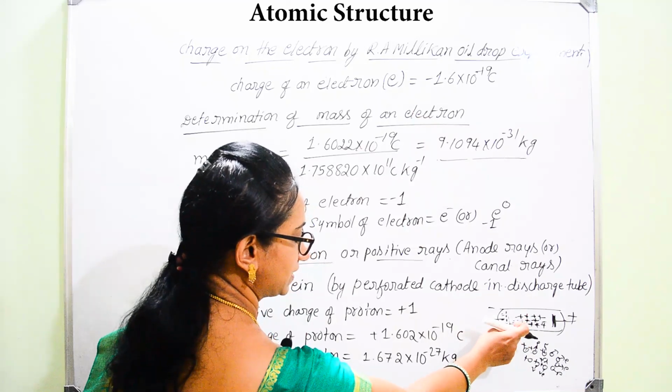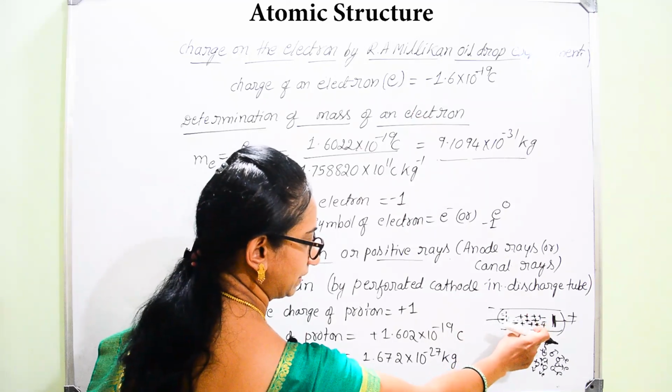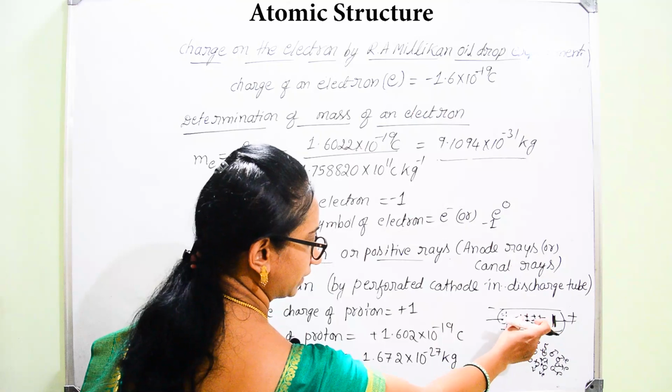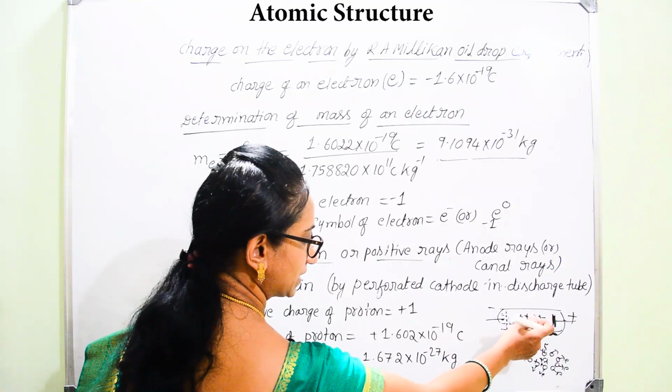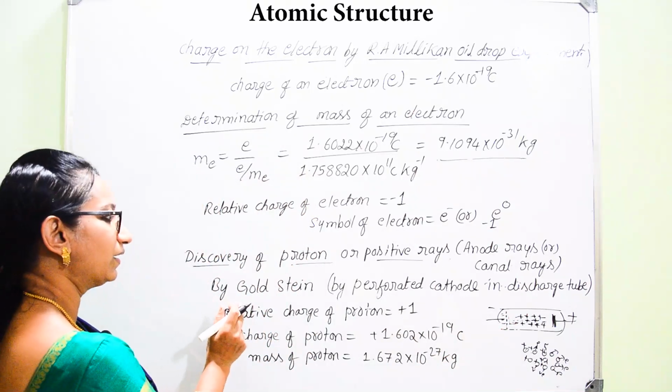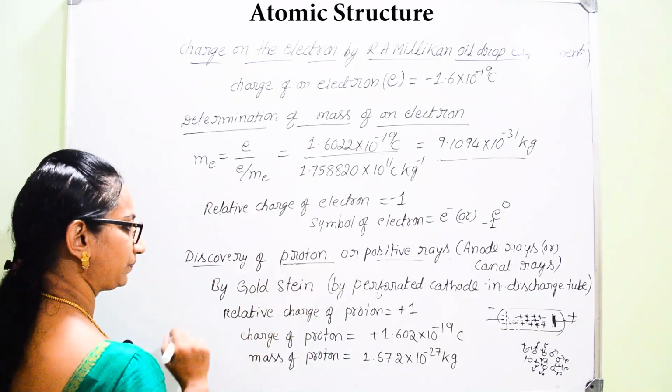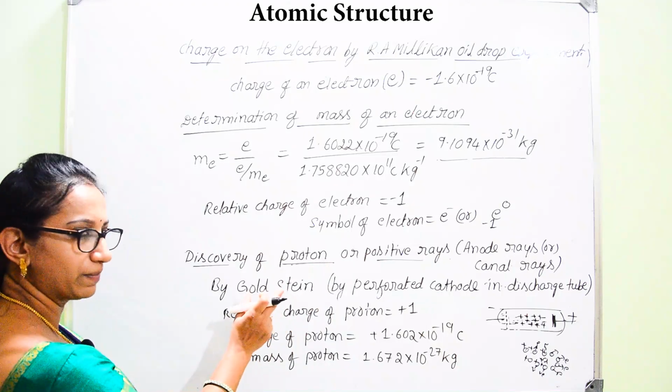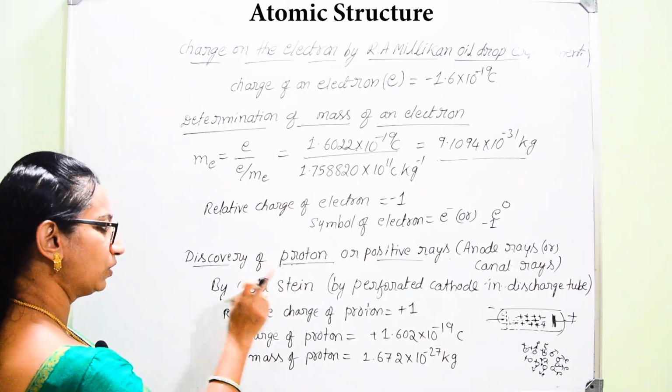And now these positively charged particles, which are in the form of rays, these positively charged rays contain positively charged particles which are known as protons. And these protons were discovered by whom? That is the scientist by name Goldstein.